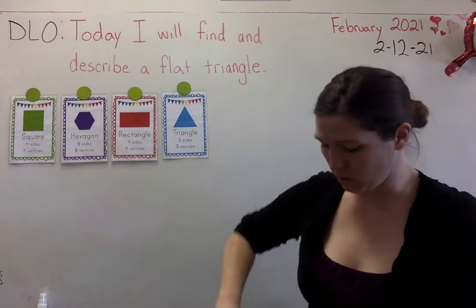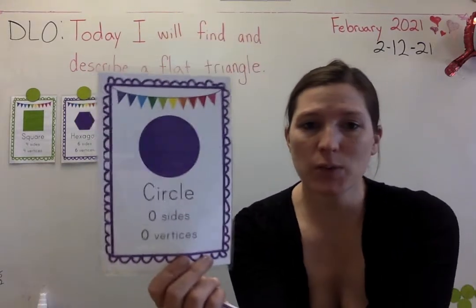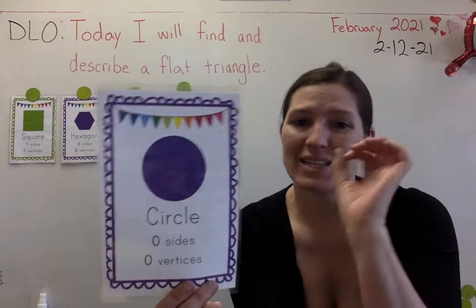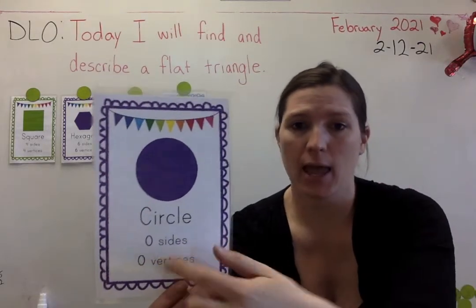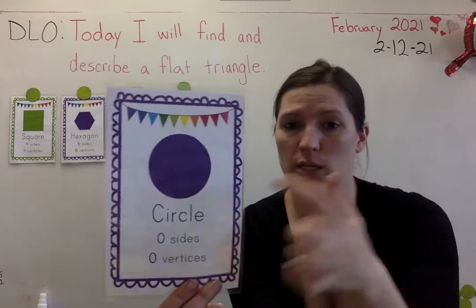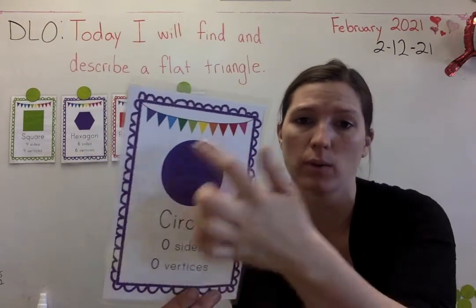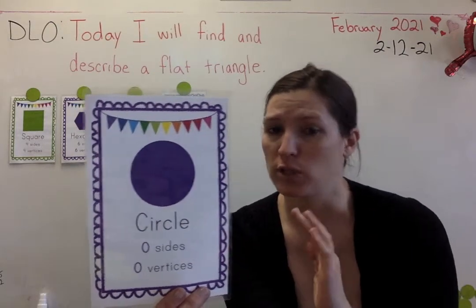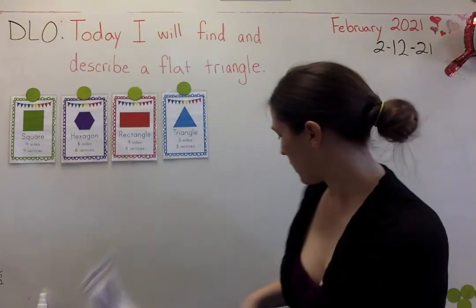Our flat triangles. Last one. This is an easy one. What shape is that? Circle. So a circle has 0 straight sides and 0 corners. It is just one continuous line, around and around and around. So a circle has no straight sides, no vertices. It's just curve, big curve.